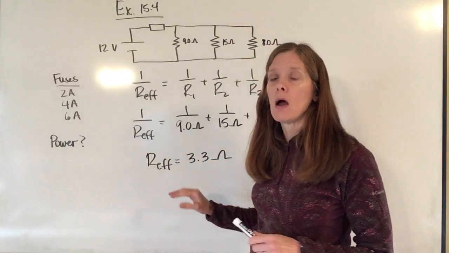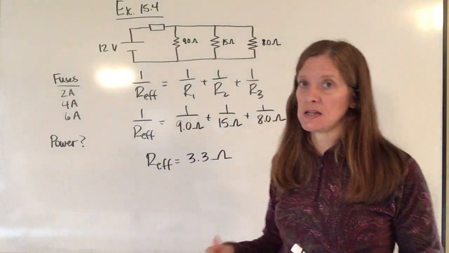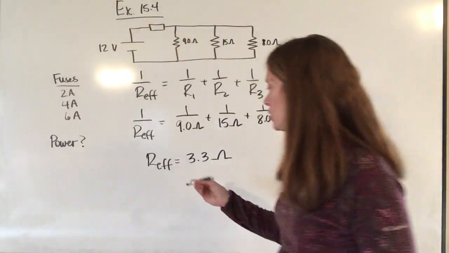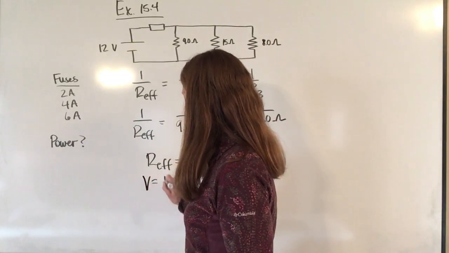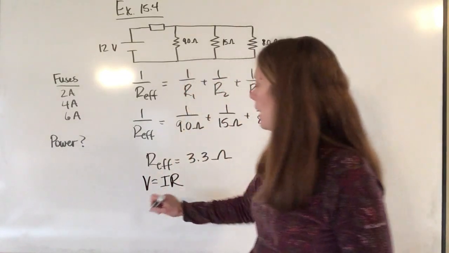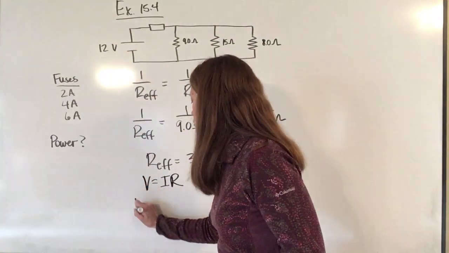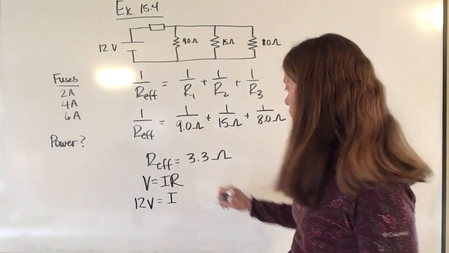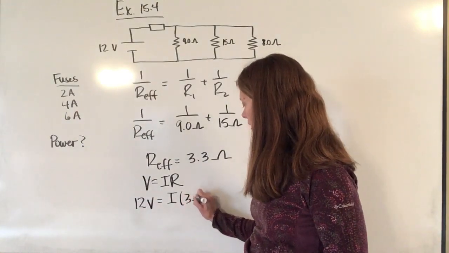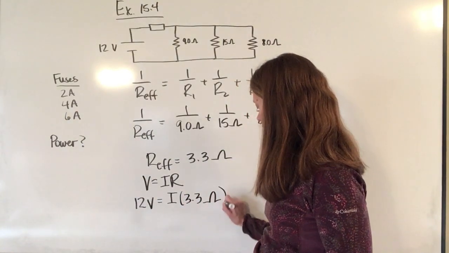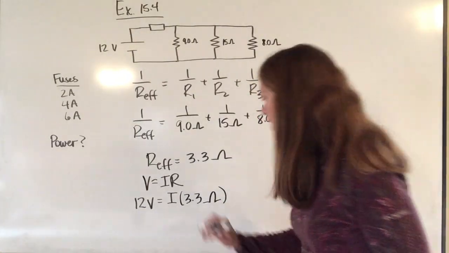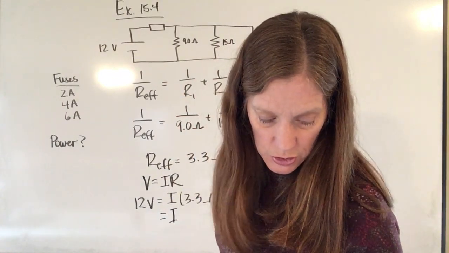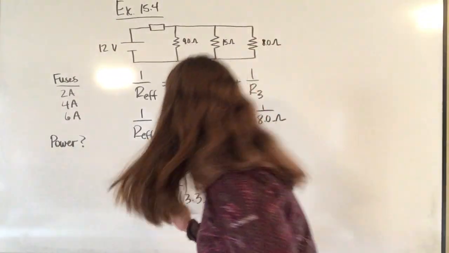Now, in order to figure out which fuse I'm going to put in here, I'm going to have to calculate what my current is that needs to run through here in order to make this circuit work. And in order to do that, I need to use Ohm's law, which is V equals IR. I know that the voltage for this particular circuit is 12 volts. I don't know what the current is, that's what I'm trying to find, but the resistance is 3.3 ohms. And so when I solve for I, that is going to give me 3.6 amps.